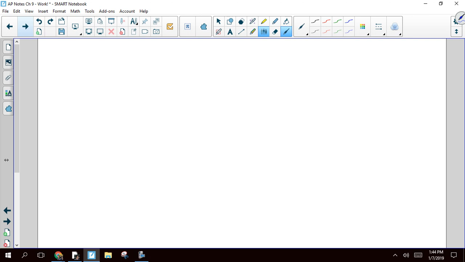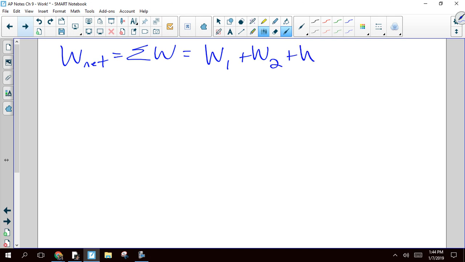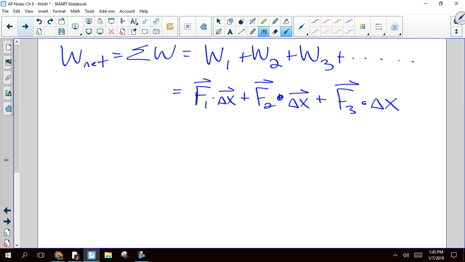So here's the deal. By definition, net work is simply the total of the work done by all of the forces. Maybe we've got 3 or 4 forces. So our net work would be the work done by force number 1, plus the work done by force number 2, plus the work done by force number 3, plus etc. The work done by force number 1 would be force 1 dot displacement, plus force 2 dot displacement, plus force 3 dot displacement.